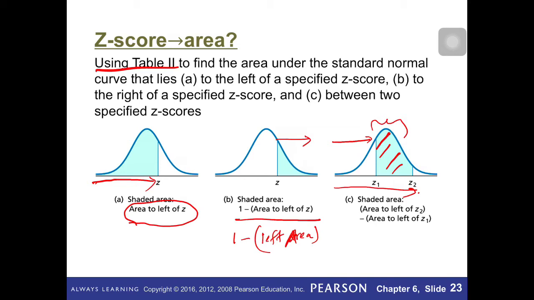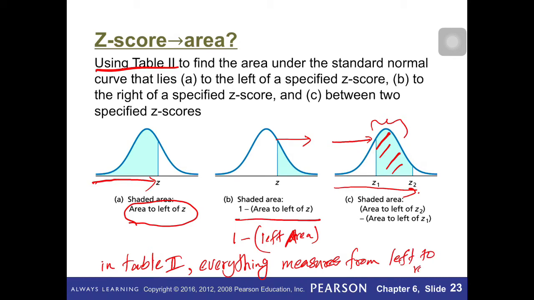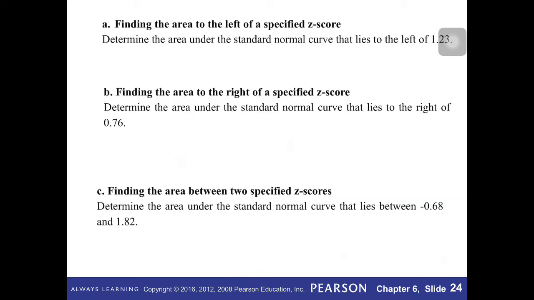Because everything in table 2 measures from left to right. So please remember that everything measures from left to right. So if you need to find in between, you have to find the value from left to C2 and from left to C1, and finally you have to get the difference. Okay, let's try to find this one.